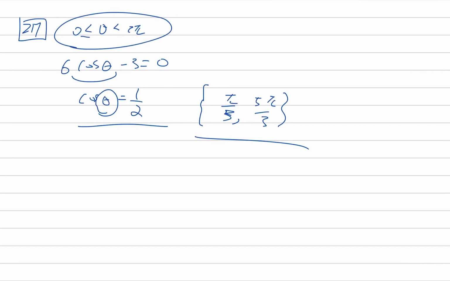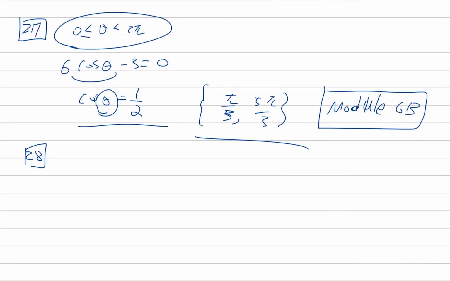So 28, well, sorry, this is module 6B. 28, establish the identity: cosecant theta plus 1 times cosecant theta minus 1 equals cotangent squared theta.